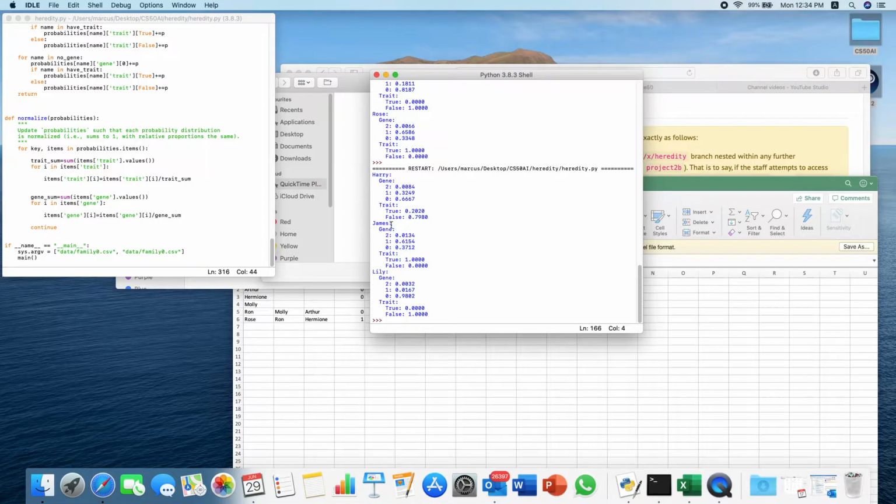Harry is the son of James and Lily, and there's 100% probability of James having the trait, and 100% probability that Lily does not have the trait. This is reflected in the CSV file.